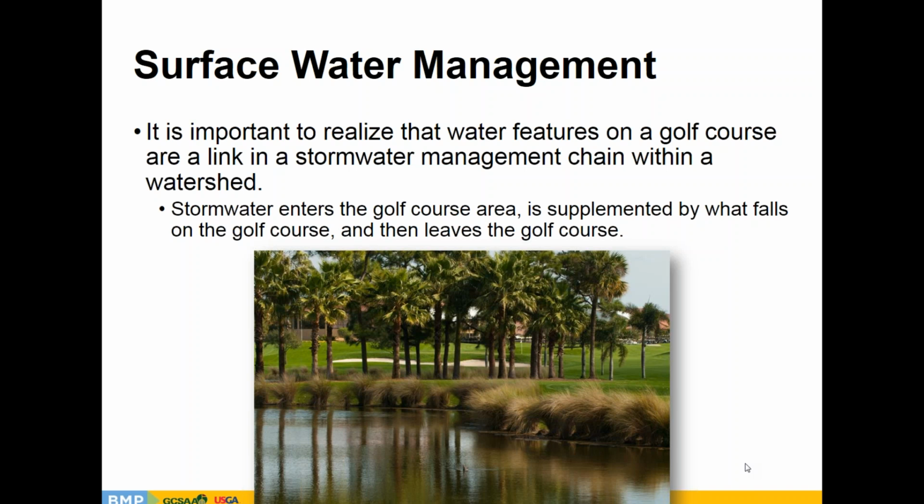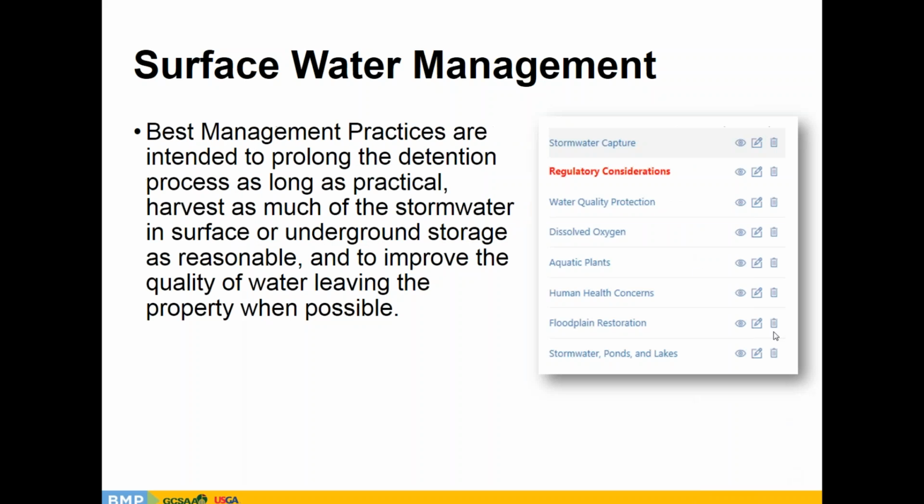Most of the time when you see the water features on a golf course, we think they're there primarily for an aesthetic purpose, which they clearly do add, but it's important to realize that water features on a golf course really are a link in a storm water management chain within an overarching watershed. As stormwater enters a golf course area, and as rain and snow melt falls on the golf course, realize that water leaves that golf course. And so that whole conveyance of water across the golf course is key, and it is dealt with separately in this BMP section. When we talk about stormwater capture, regulatory considerations, aquatic plants, human health concerns, and floodplain restoration, all of these topics are taken into consideration under this particular section.